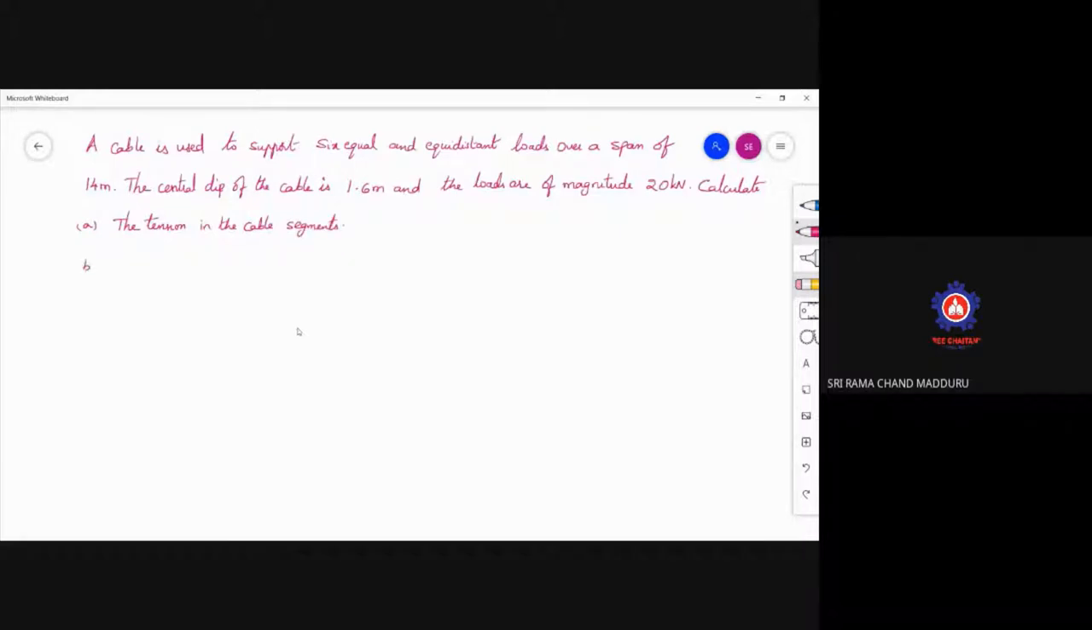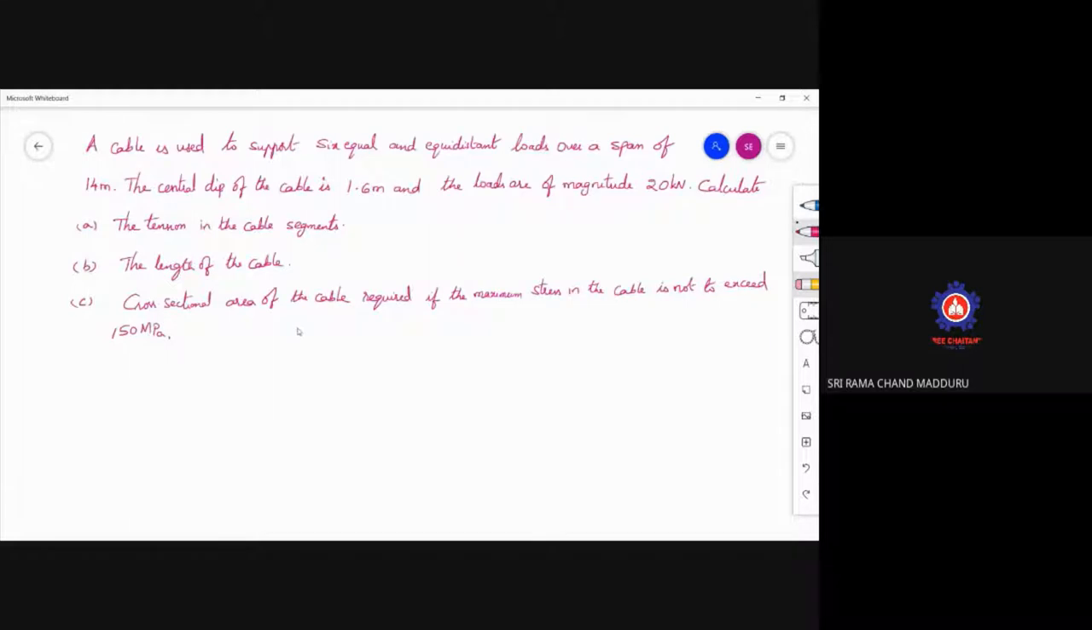Calculate the length of the cable, and the cross-sectional area of the cable required if the maximum stress in the cable is not to exceed 150 MPa. So this is the problem.